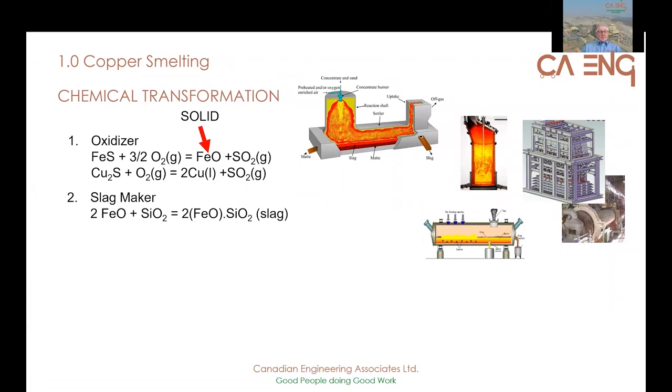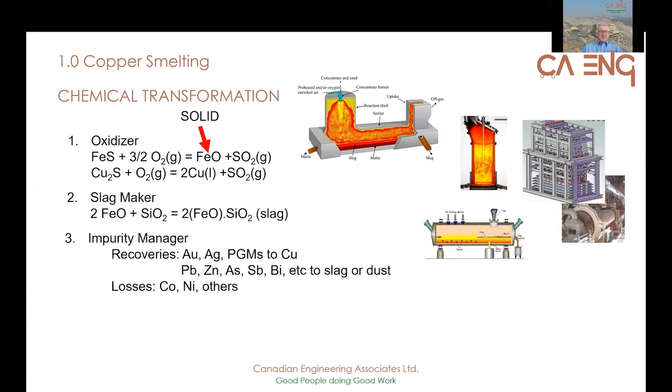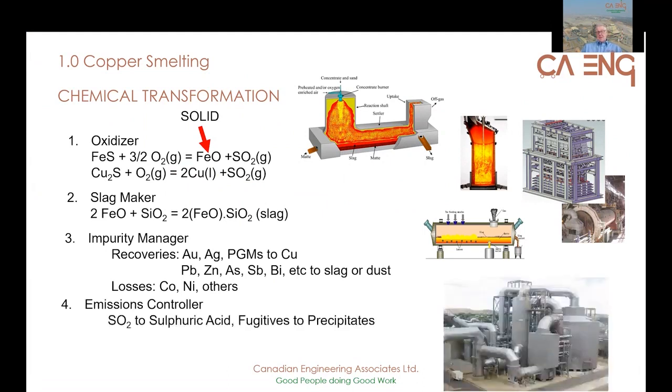So the next thing a copper smelter is, is an impurity manager. It recovers the good metals like the gold, the silver, the platinum group metals to the copper. It gets rid of the less desired elements, the lead, the zinc, arsenic, bismuth, et cetera, to slag and dust. But unfortunately, it also tends to lose some of the metals you'd like to keep, like cobalt, some of the nickel and others. So the last thing a copper smelter is, it's an emissions controller. The SO2 goes to a sulfuric acid plant. Fugitive emissions get collected and scrubbed and sent to precipitates for landfill.